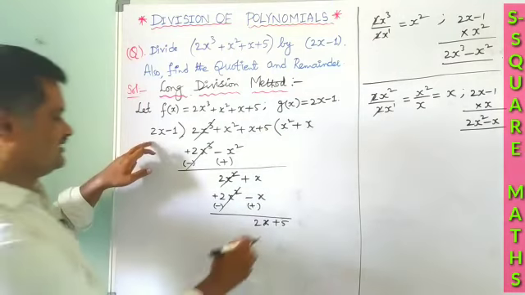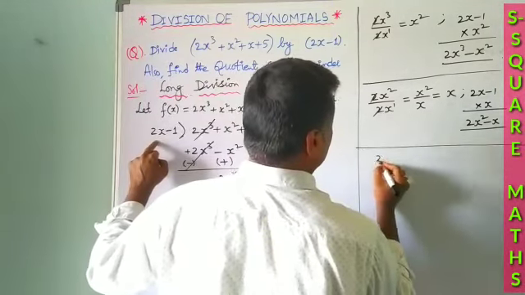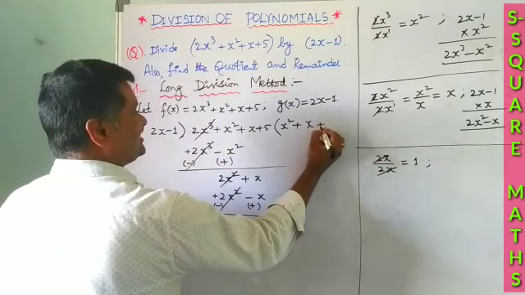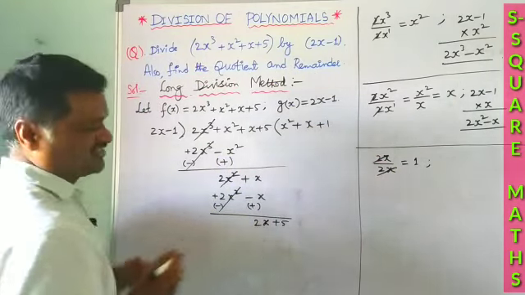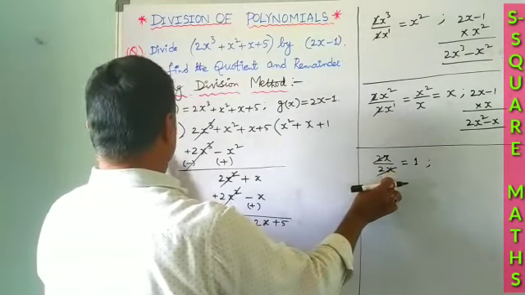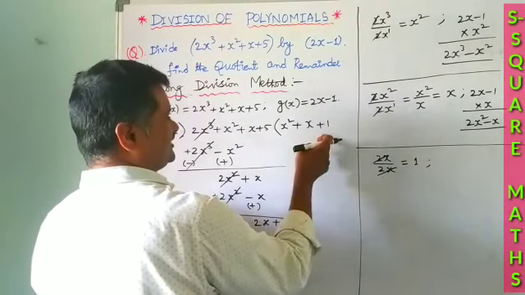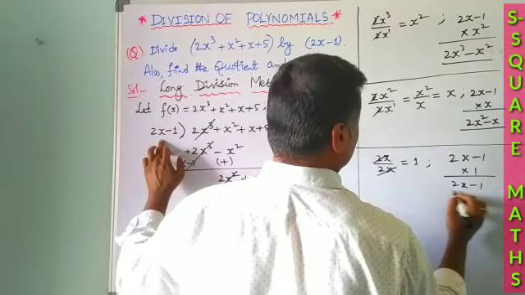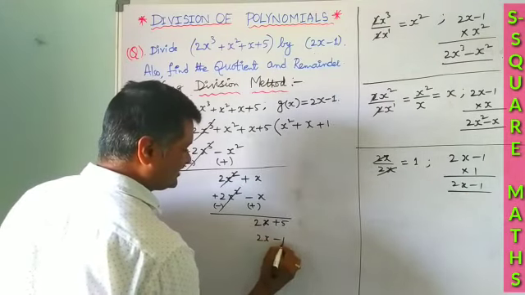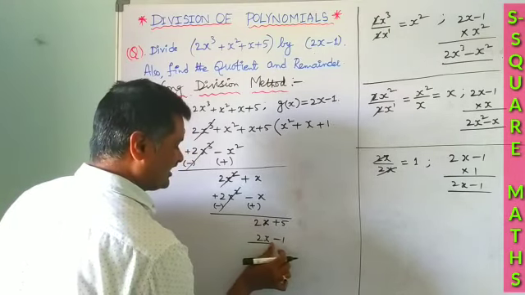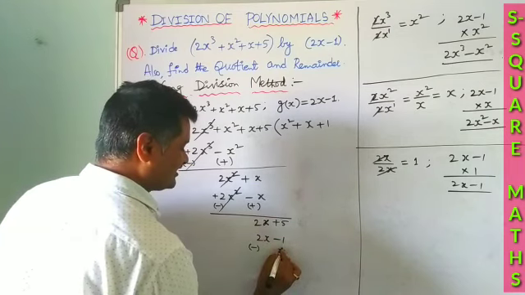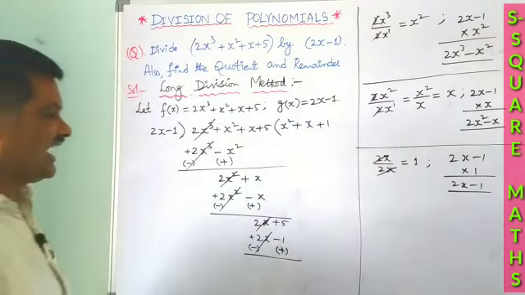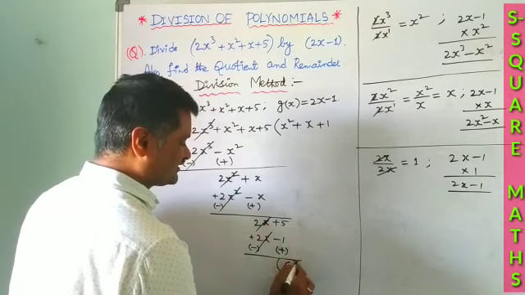Again the same step: 2x by 2x gives you obviously 1. So again here it is 1. We have 2x plus 5 here and 2x minus 1 here. 2x by 2x we got 1. This 1 we multiply with 2x minus 1, and anyhow you will get 2x minus 1. After writing it, we change the sign: minus, and here it is plus. 2x minus 2x is 0, and 5 plus 1 gives you 6.